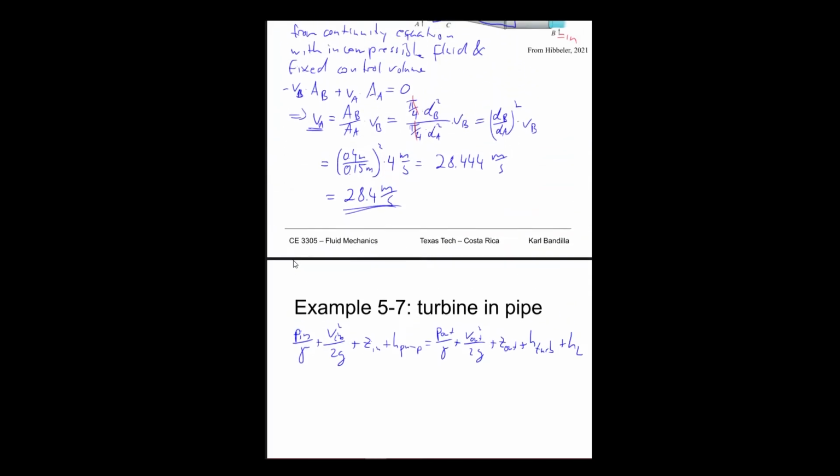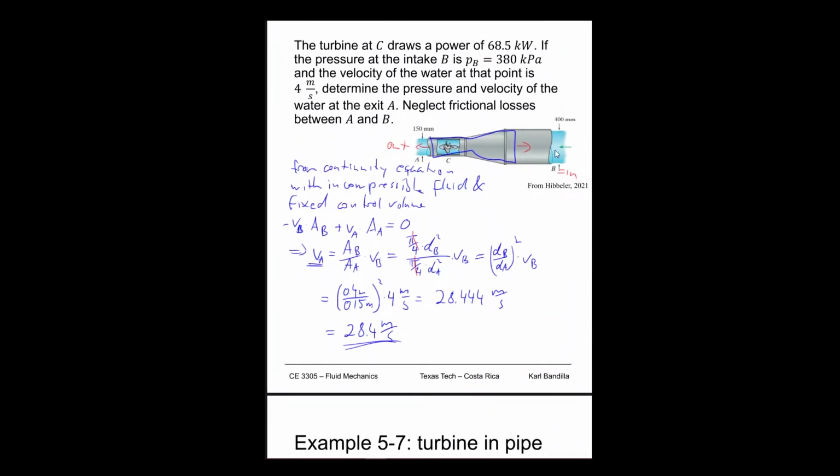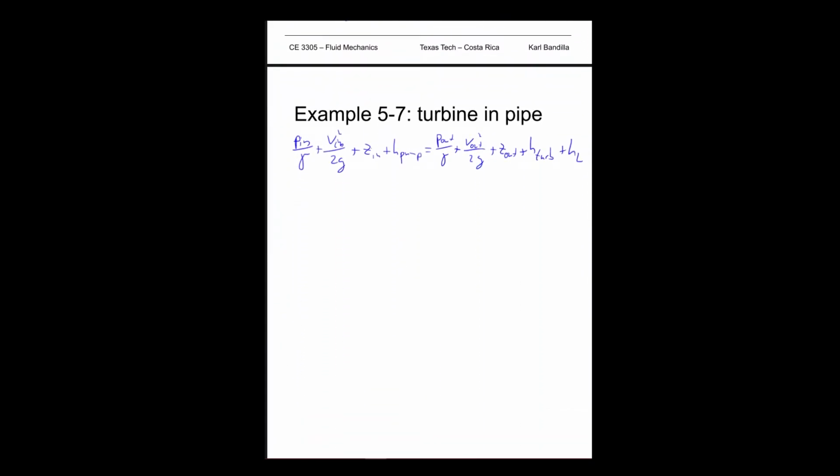So we can just say, we'll set the datum right there. That means both of our elevations are 0. So datum at center line of pipe. That means our ZA is equal to ZB is equal to 0.